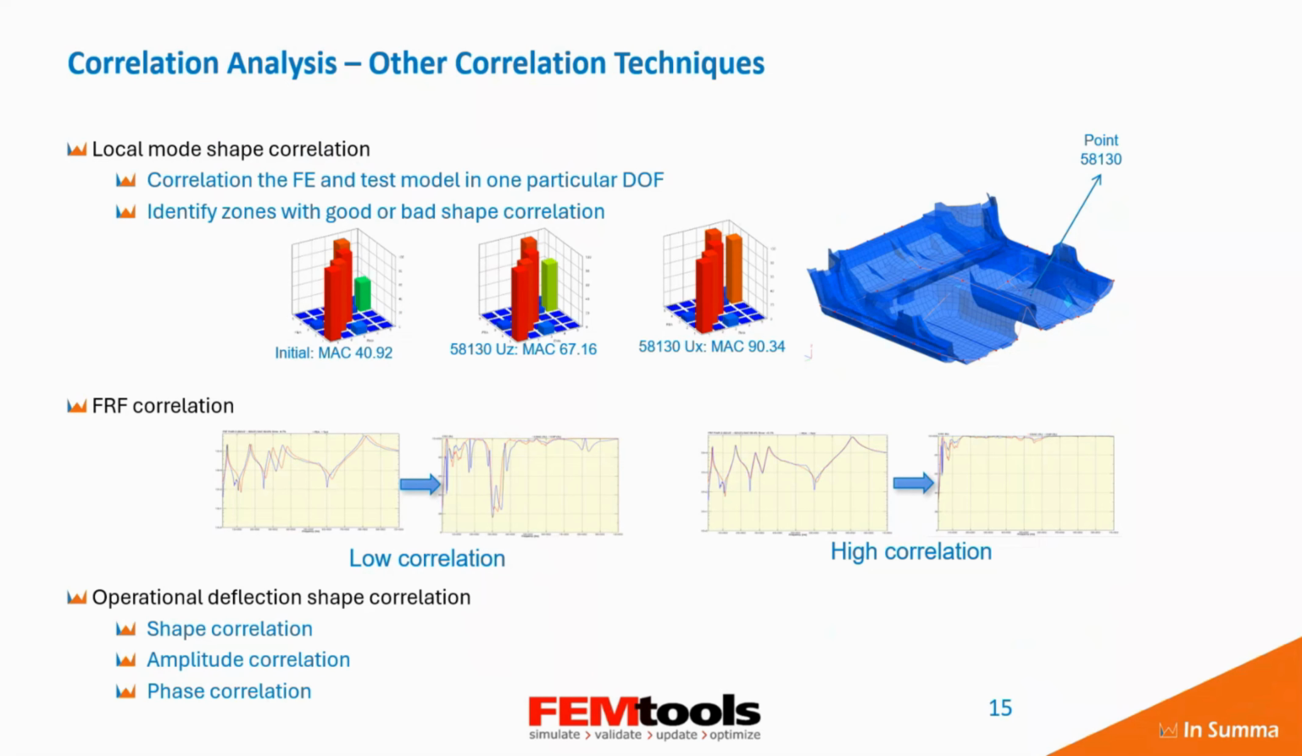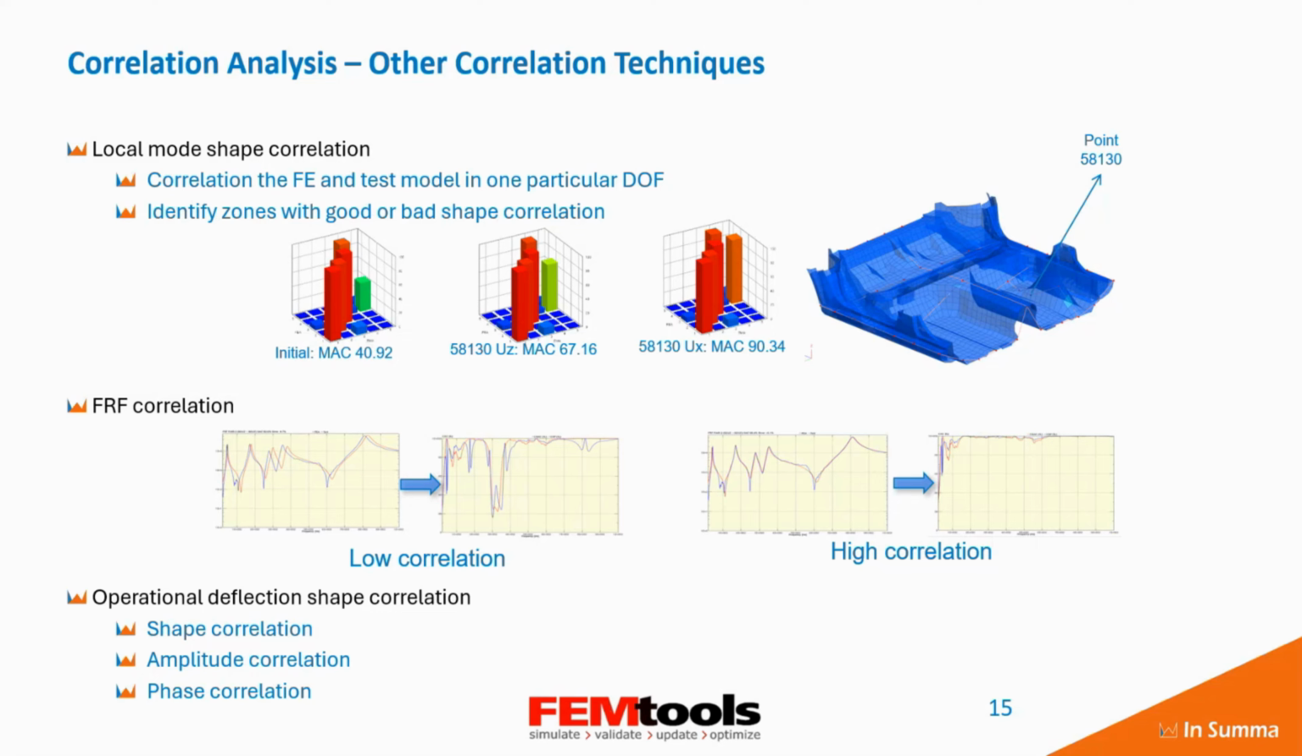Other correlation methods also exist within FEMtools. For instance, we have the local mode shape correlation, where instead of looking at the full mode shape, we can look at a certain area or one degree of freedom in our structure, and also compare the data in the full frequency range and identify regions in the structure where there is good correlation and where there is less good correlation, I would say.